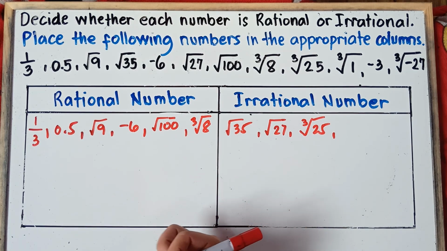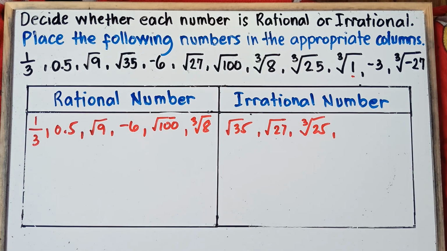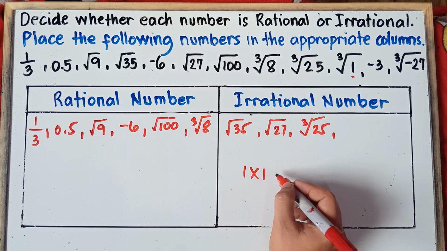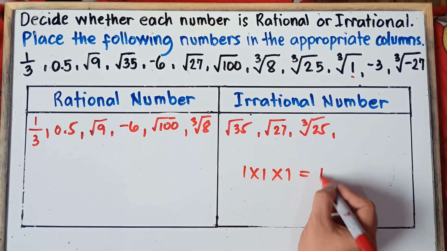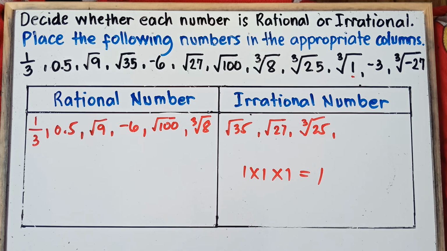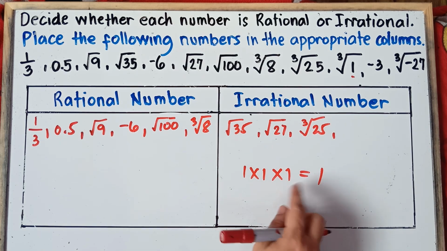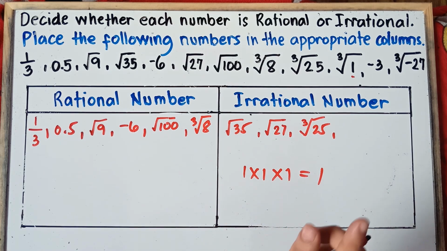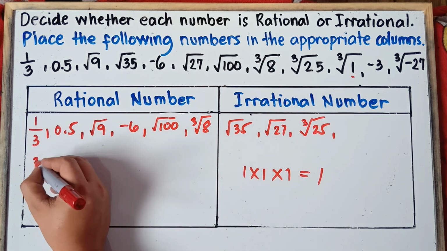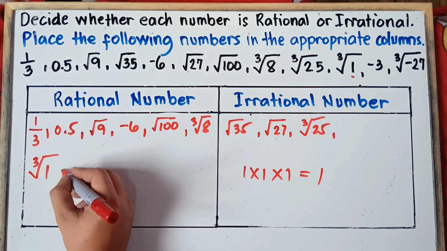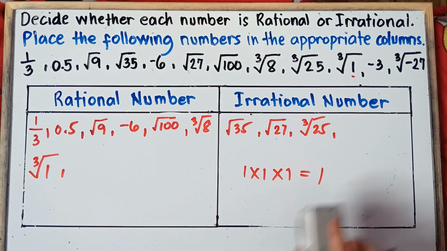Alright, so next, cube root of 1. Is 1 a perfect cube? Yep, 1 is a perfect cube because 1 times 1 times 1, the answer is 1. So the cube root of 1 is 1. So therefore, 1 is an integer. Therefore, cube root of 1 is a rational number.